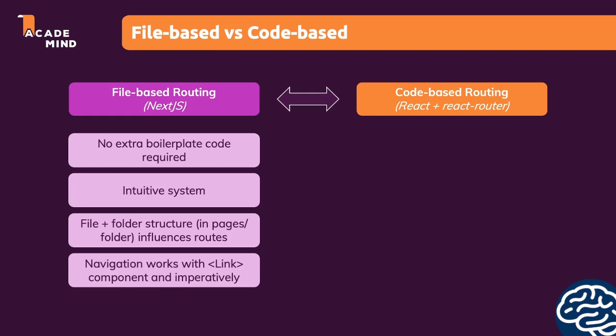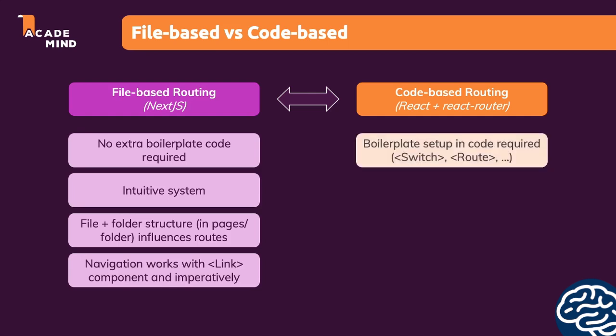Now, for code-based routing, we do have that extra boilerplate set up in code. Though, of course, you could argue that by doing that, you have some code where you can see which routes are supported. You don't need to look at the file system, though I would argue that looking at the file system wouldn't be too difficult. But of course, ultimately, that's up to you to judge.